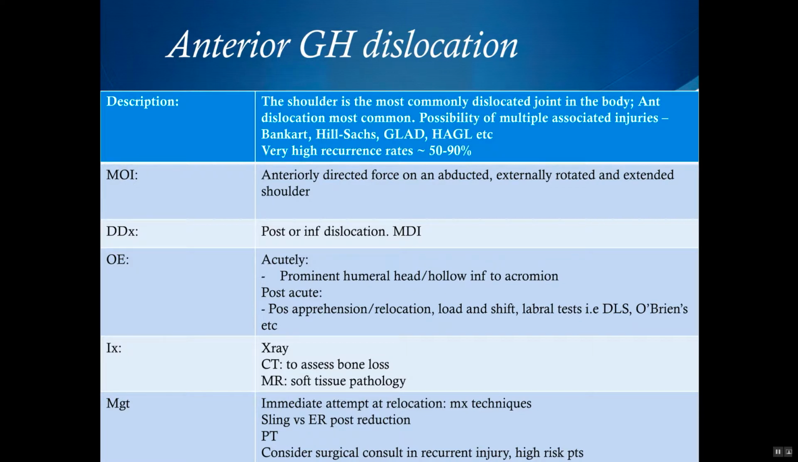Physiotherapy is useful to work on dynamic stabilizers and to get strength and proprioceptive normalization back into the shoulder. And you can consider surgical consults in high-risk patients, or in recurrent injury situations.